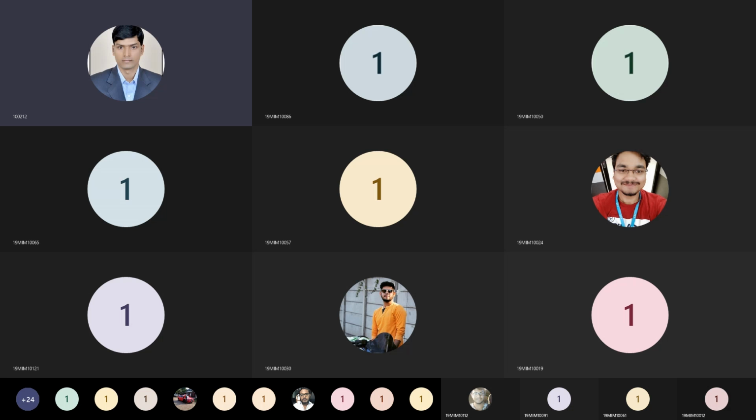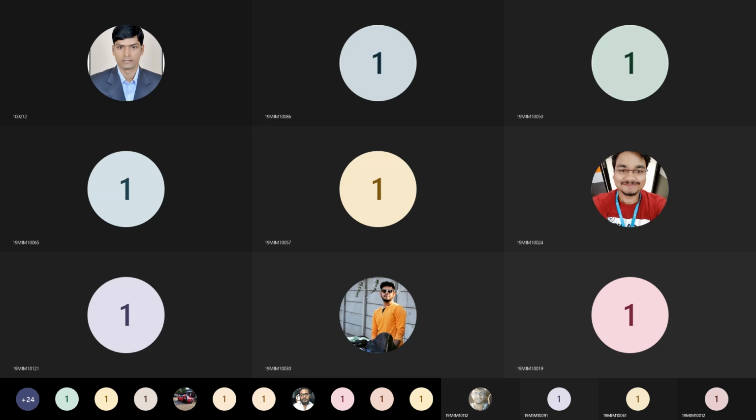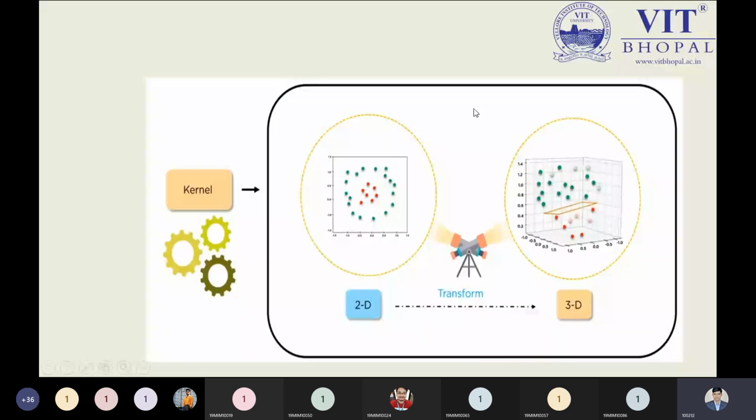So, talking about the summary of today's lecture, you will be able to see the important points over here. This is your hyperplane. Okay, this is your hyperplane. You can note down the important sentence over here: this transformation can be done by the kernel function.